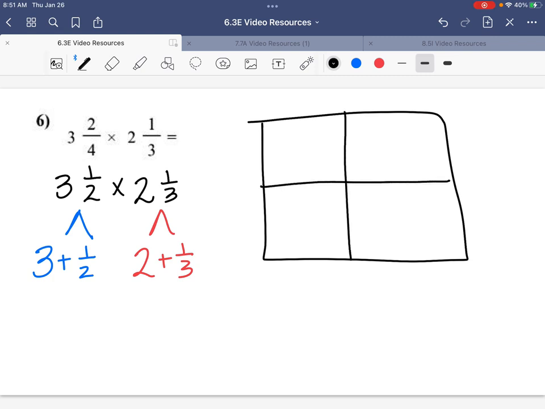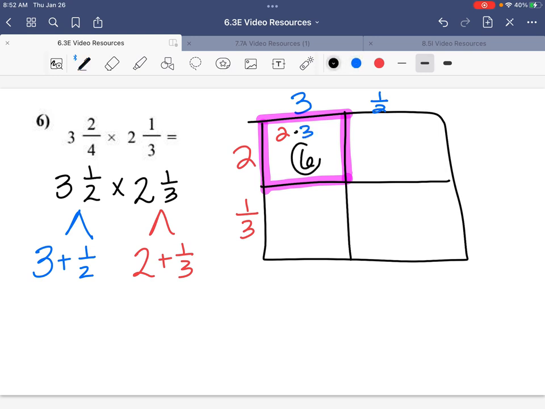So my first factor, my one that broke into 3 with 1/2, will be labeled on the top. My second factor, which is 2 1/3, will be labeled on the side. And again, to find the partial products on the inside, right here, it's almost like a multiplication table. So I get that from doing 2 times 3, which I know is 6. And then my next partial product, I get from doing the 2 again, times the 1/2 now. And 2 groups of 1/2 is just 1 whole.